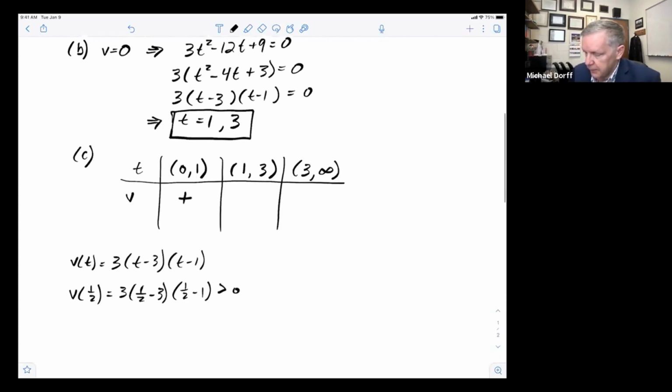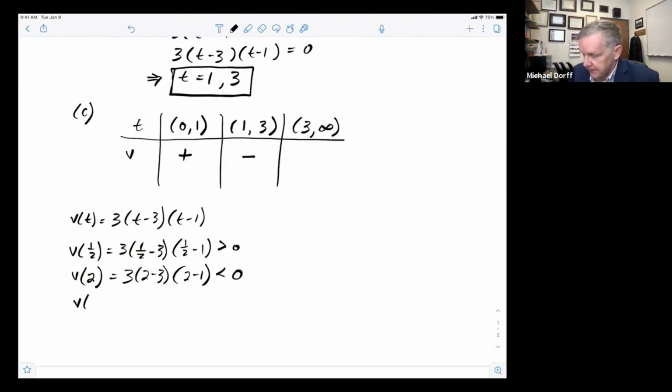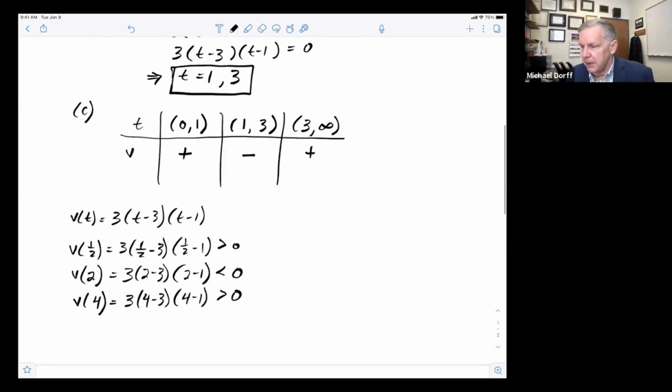Then I'm going to take a number in the second interval, 1 to 3. So I'll take 2, and I'll put 2 in there for t. And there I notice I have a positive 3, 2 minus 3 is negative 1, and 2 minus 1 is positive 1. So that gives me a negative value because I have one negative value. And then the last one, I'm going to take 4. And so when I plug 4 in there, I get this, and those are all positive values, so I get a positive value.